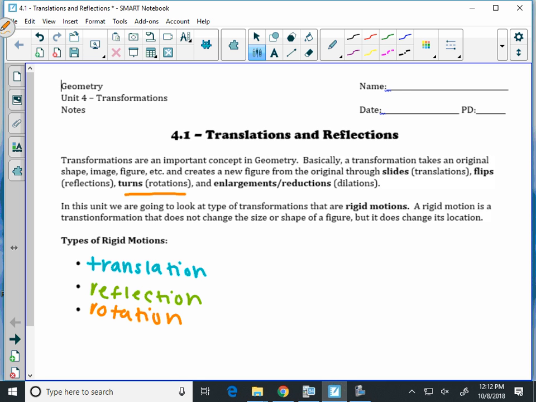A transformation we're going to talk about next unit that's not a rigid motion is a dilation. We're not talking about it this unit, we'll talk about it next unit, because dilations enlarge a figure or they reduce a figure. They make a figure bigger or they make a figure smaller. It changes the size. So that's why it's not a rigid motion, because that's exactly what a dilation does. It changes. Okay. So these three we're going to talk about in this unit. We're going to talk about these two today.